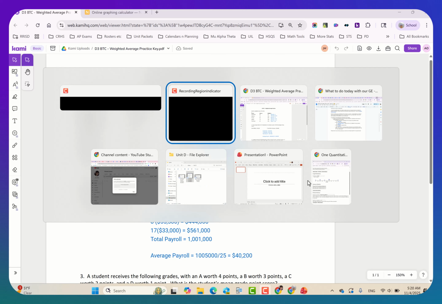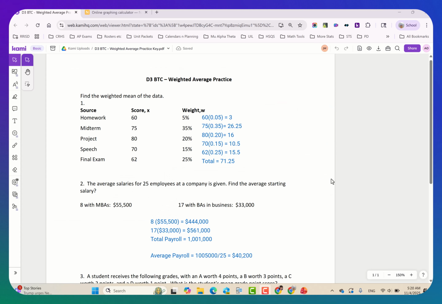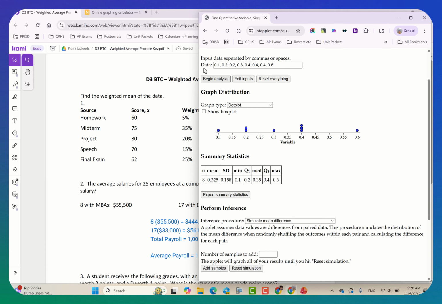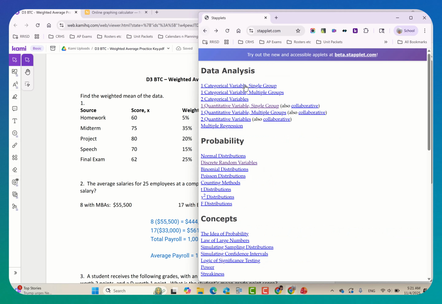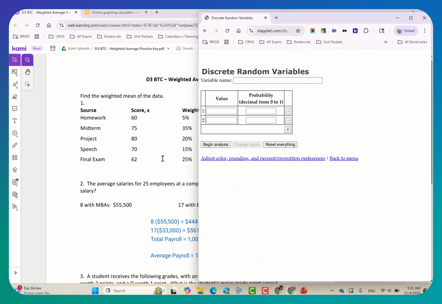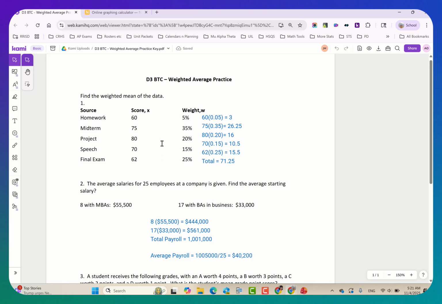So let me go ahead and pull up, where's my Stapplet? There you are, Stapplet. So I'm going to show you how to do it on Stapplet, because none of these grades match, right? So it's okay if I use the Stapplet. If both of these, this project and the speech, were 80, then I could just put 80 and then combine these and it would work fine, okay?